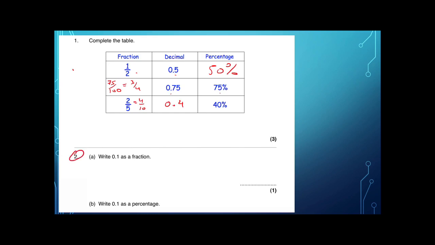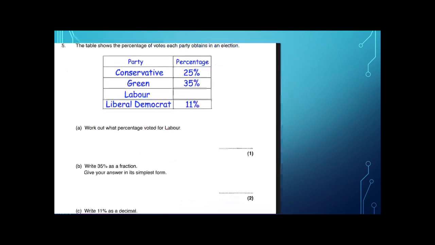Question 2, write 0.1 as a fraction. Well, 0.1 literally means 1/10. And write 0.1 as a percentage. 0.1 as a percentage is 10 out of 100, which is 10%. Okay, let's go on to the next set of questions.